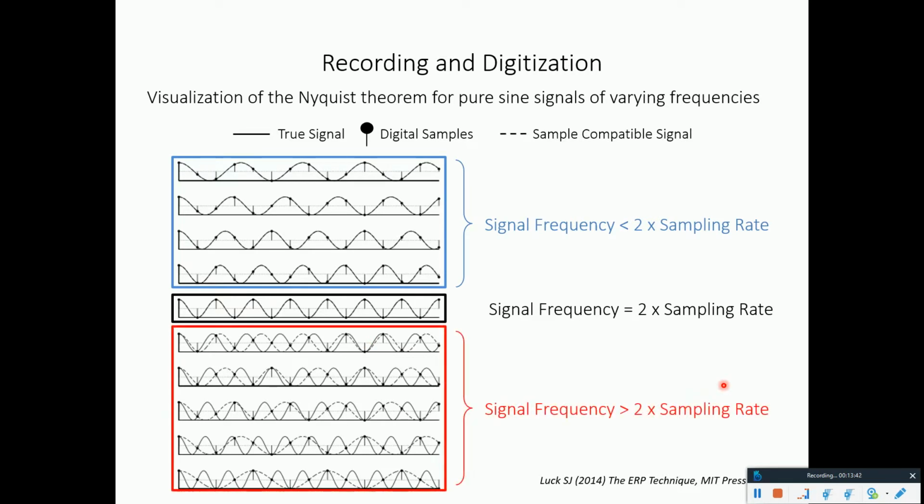And for everything lower here, the true signal frequency is actually larger than twice the sampling rate. And there you can have this problem that you can explain the digital samples with sine waves or cosine waves of a lower frequency than the one that you actually measured. So this is a very intuitive representation of this Nyquist theorem.